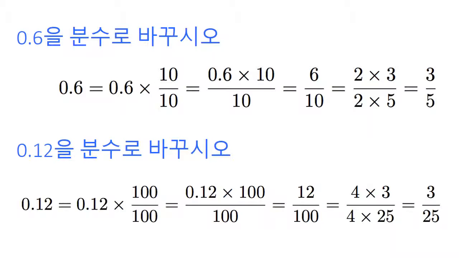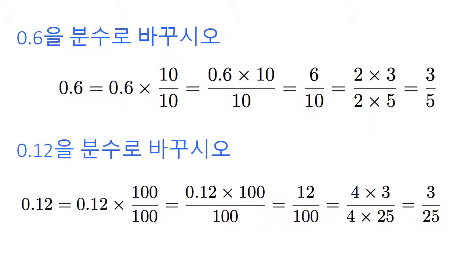Let's take a look at two more examples on how to convert decimals to fractions. So the first one is 0.6을 분수로 바꾸시오. So 6 is in the tenths place after the decimal point.